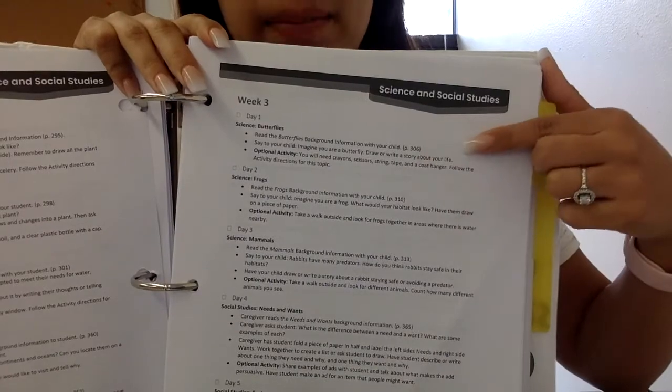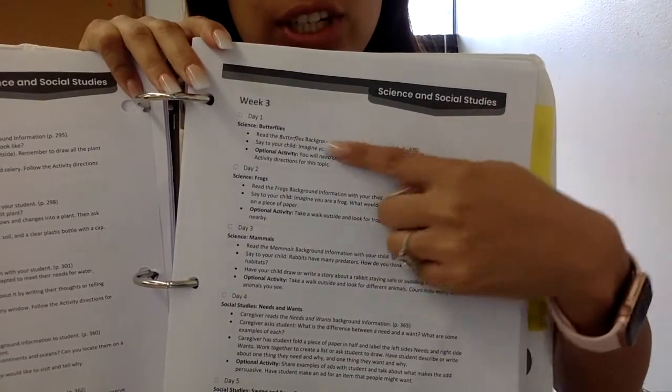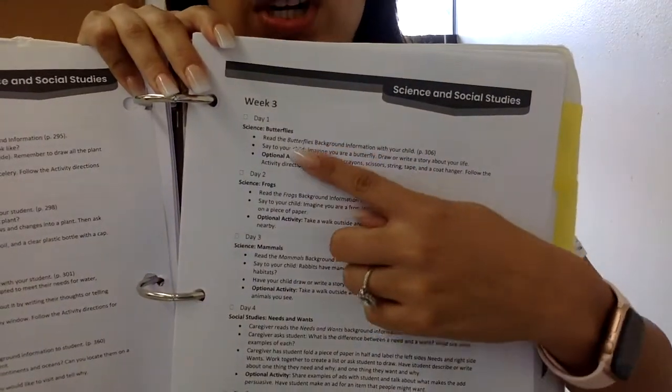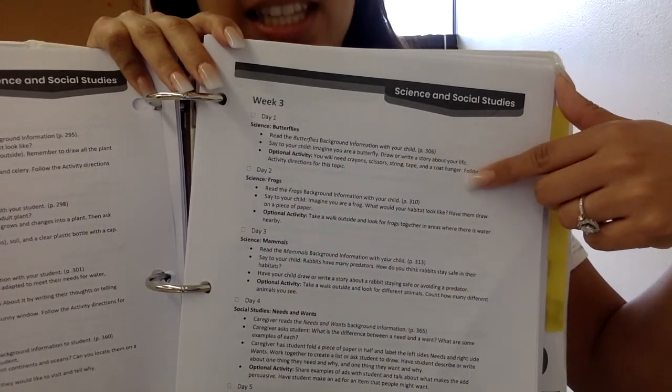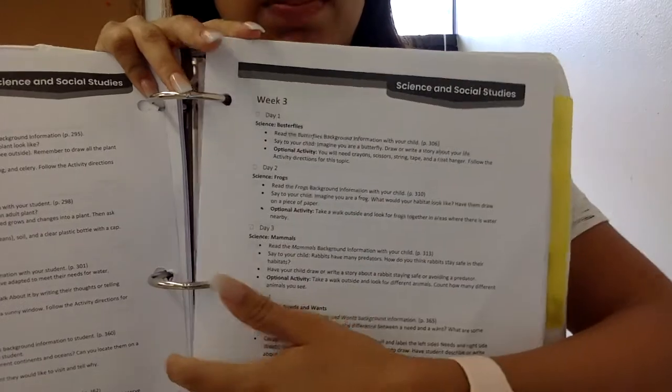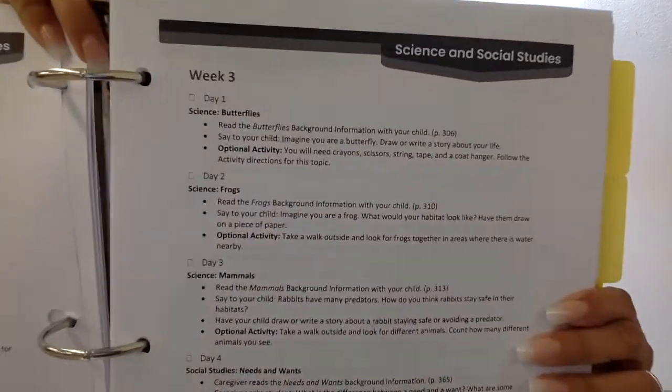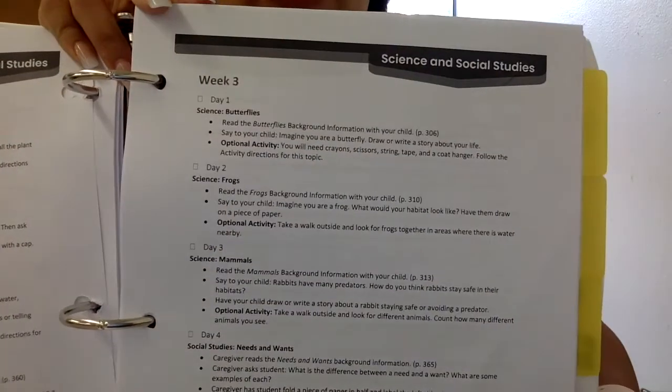Last subject of the day, week 3, day 1 of science and social studies. You're going to learn all about butterflies today. So first, you're going to read the butterflies background information where you can find that on page 306. After that, say to your child, imagine you are a butterfly. Draw or write a story about your life. So let's move on to page 306.